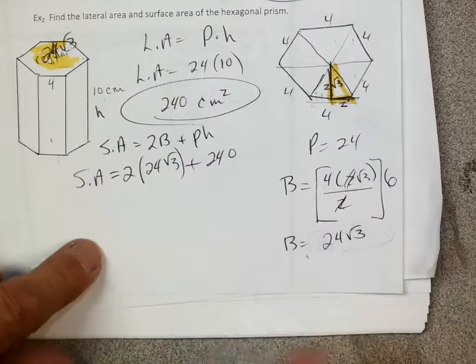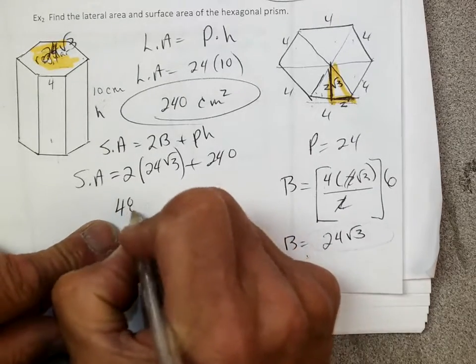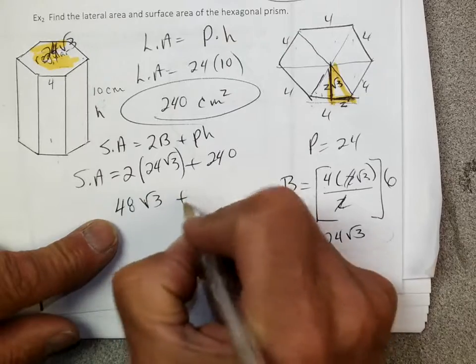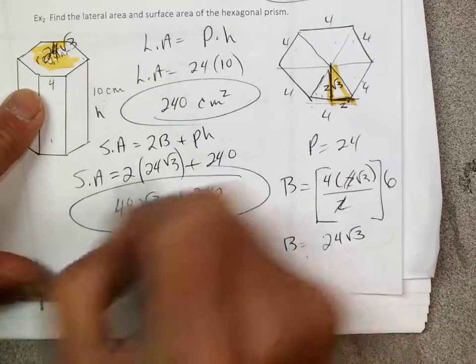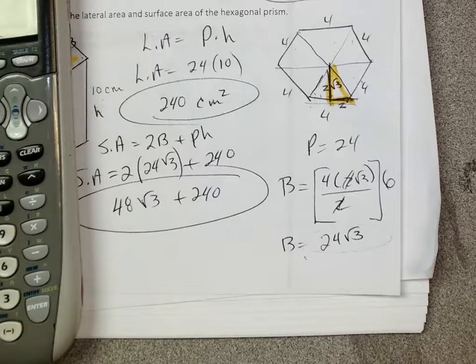A beautiful math answer would be something like this. A perfect math answer would be 48 square roots of 3 plus 240. That's a beautiful answer. That's the kind of answer I like. But a practical answer would be more like this, okay?